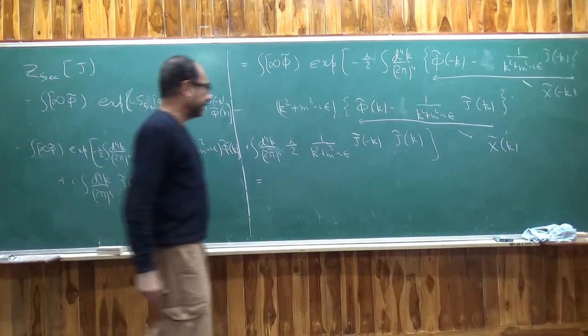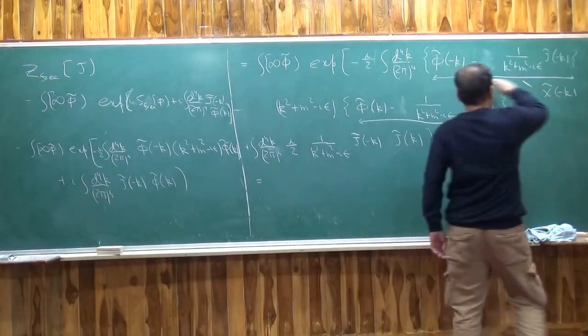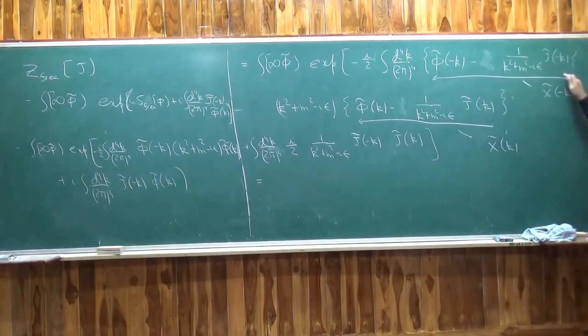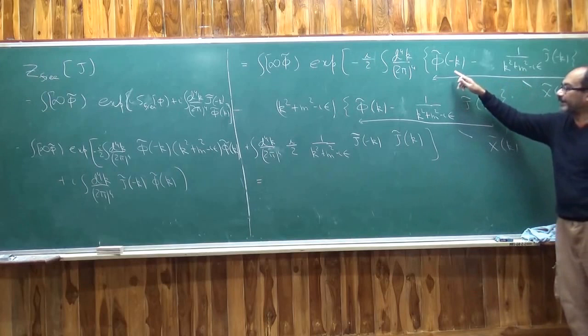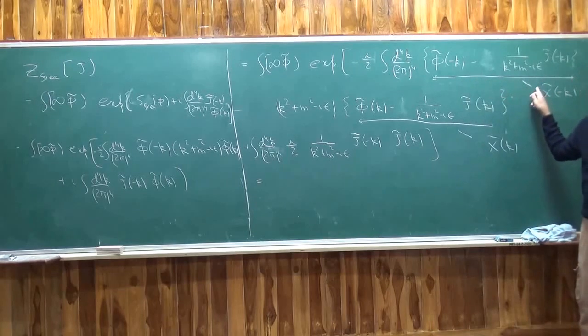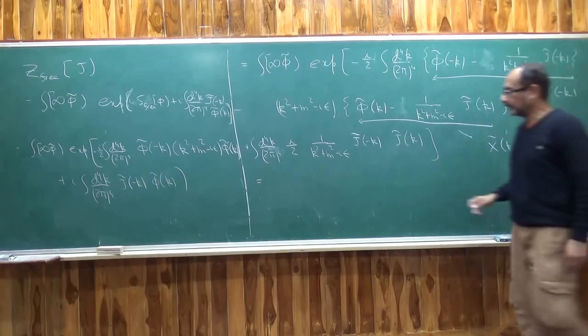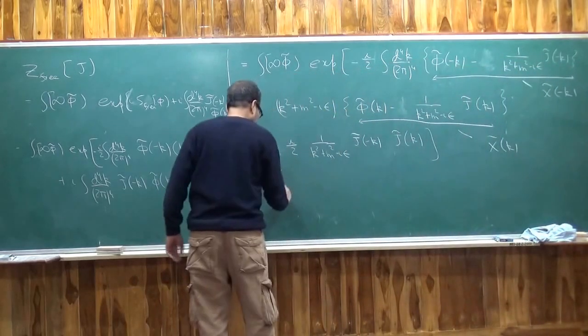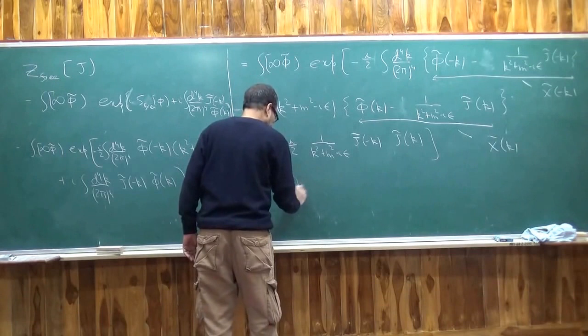Okay. So now the idea is that we define our new variables: call this chi tilde of minus k and call this chi tilde of k. This is just a shift as far as the phi integral is concerned. This is a change of variable that corresponds to a shift of phi tilde. So there is a Jacobian. So this gives the integral d chi tilde.